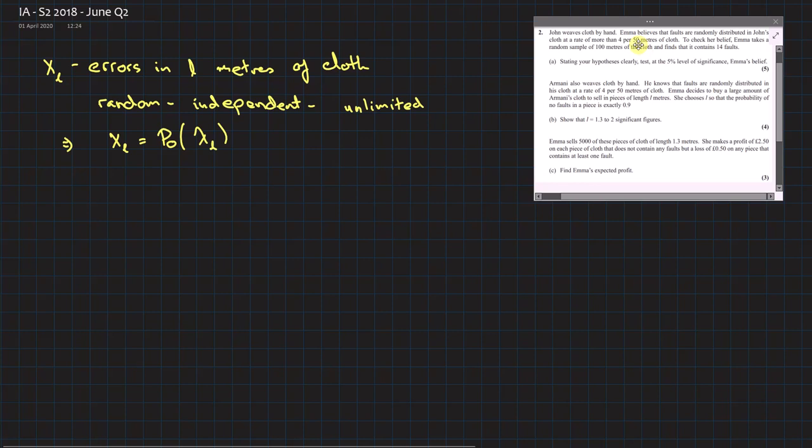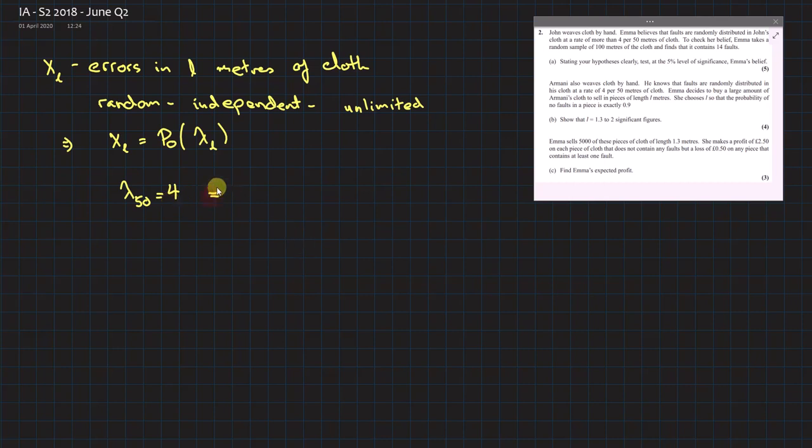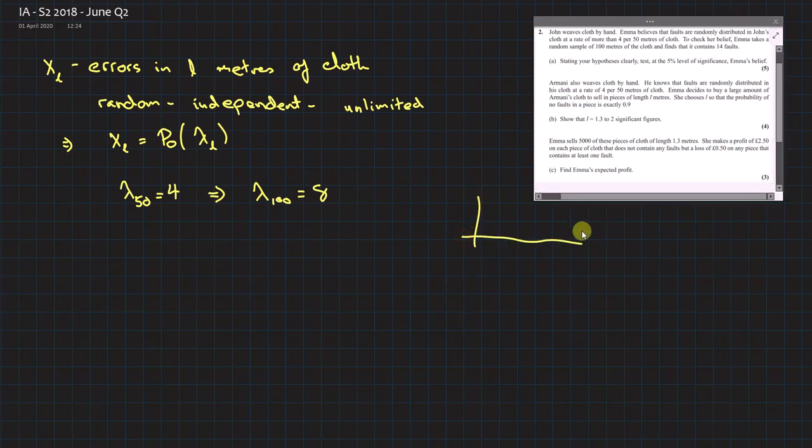We're actually stating in the question, we get told that lambda for 50 meters is 4. So that's 4 errors in a distance, but we're going to be testing 100 meters. So the lambda for 100 meters is 8 errors is the expectation. That's what on average we should be receiving. We're trying to make sure that 14 faults is not in this 5% significance level. So we're trying to check the top end.